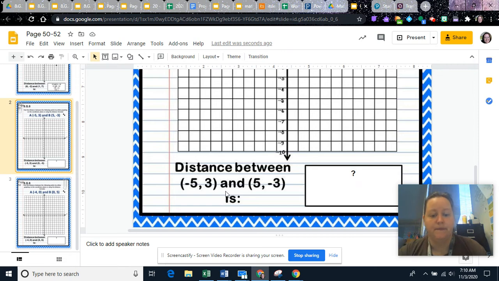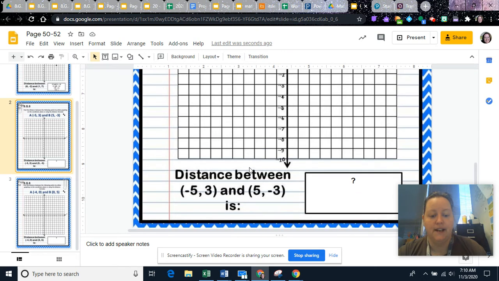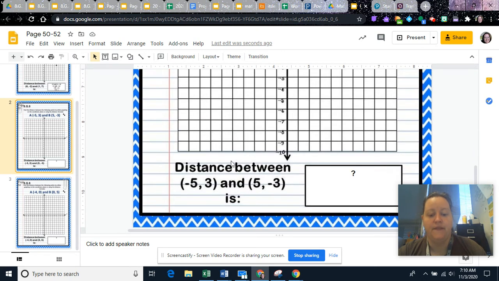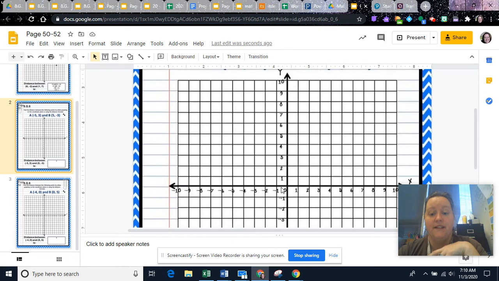Okay, let's look at the next one. What if I want to find the distance between -5,3 and 5,-3? Now, some of you may be getting to the point, you're like, oh, okay, well, this is kind of like slope in that I know that from -5 to +5, it changes 10. From 3 to -3, it changes 6. And so you may be able to see that those are your lengths. If you can see that, fantastic.